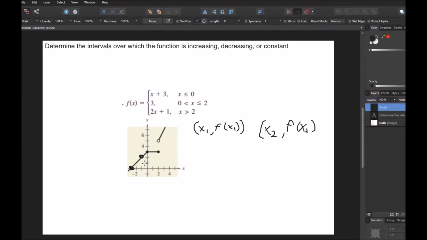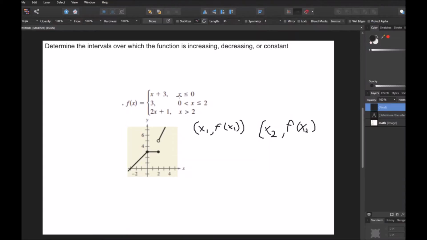So the rule that we learned is that if f of x2, if this point is greater than the y value of this point, then the function is increasing. If f of x2 is less than f of x1, then the function is decreasing. And if f of x2 equals f of x1, the function is constant. So, knowing that, let's solve the problem.